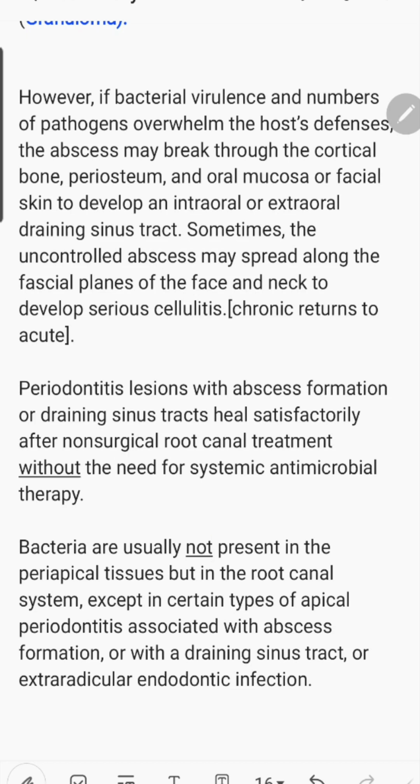Periodontitis lesions with abscess formation or draining sinus tract heal satisfactorily after non-surgical root canal treatment without the need for systemic antimicrobial therapy. Bacteria are usually not present in the periapical tissue, but in the root canal system they are preserved, except in certain types of apical periodontitis associated with abscess formation or with a draining sinus tract or extraradicular endodontic infection.